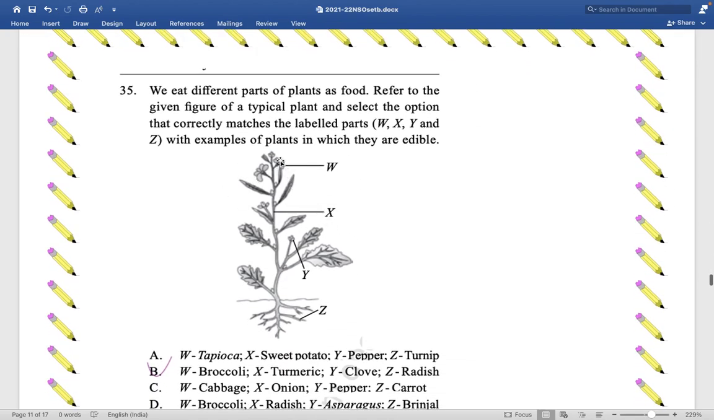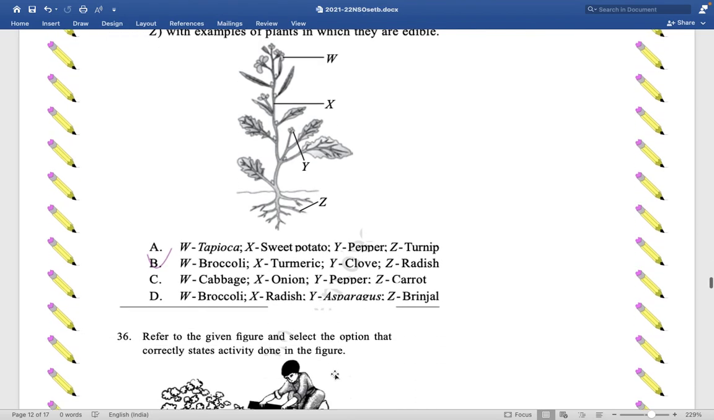Here W is an extra flower which stores food. Broccoli stores food inside its flower. X is a stem. Turmeric plant stores the extra food inside of it in a turmeric stem. Clove is a bud and Y represents a bud. Radish is an underground root and Z is also an underground root. So B is the answer.